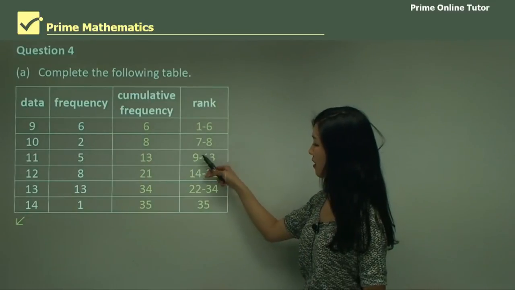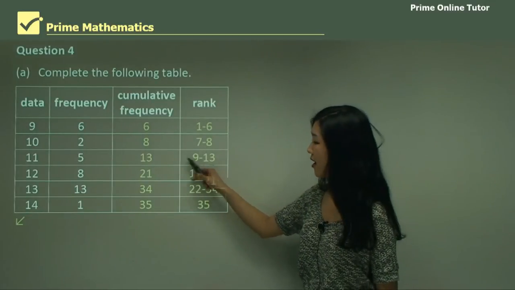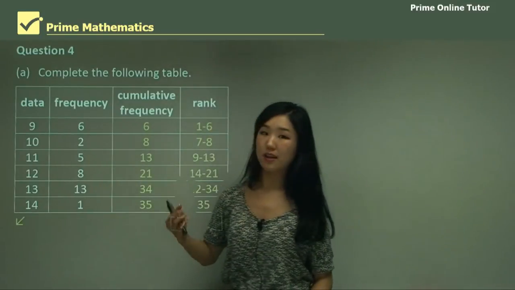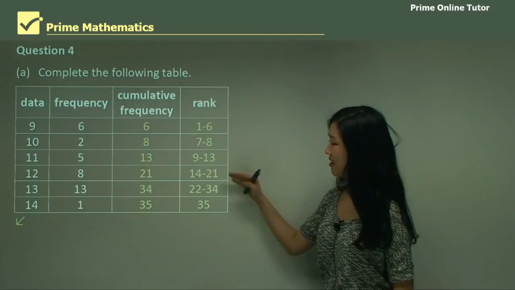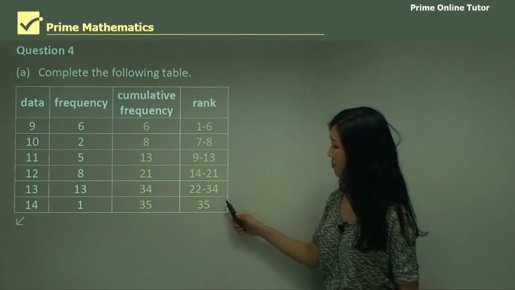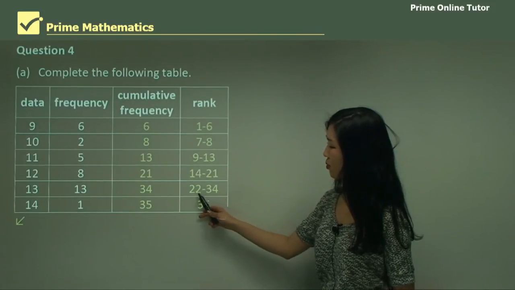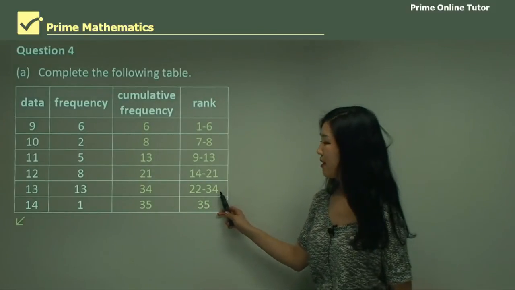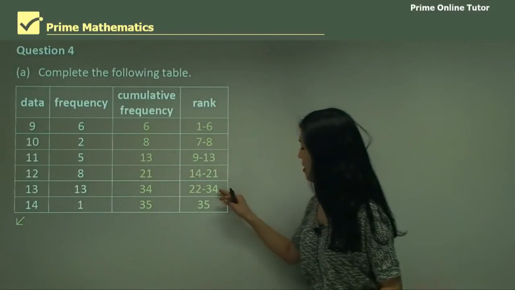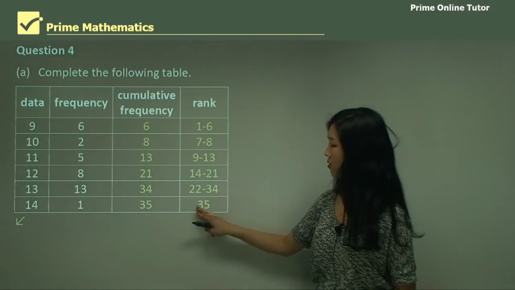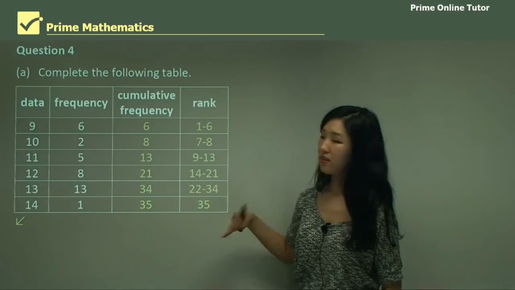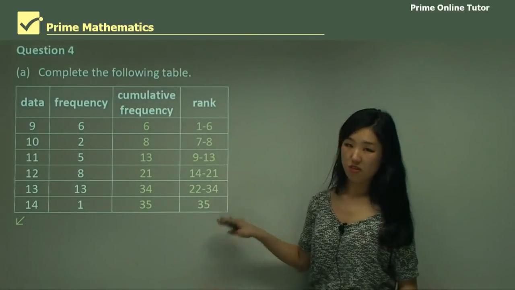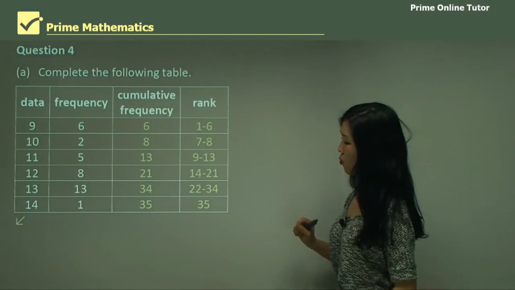Now that's 8, so the next score up would be 9, and 9 up to 13th score will indicate the data of 11, sorry. Okay, so 11, and etc. Can you see how it's working? And with the final one, we've got 22 to 34. 22nd score to the 34th score indicates the data of 13, and the next score up after 34 is 35. But 35 is the last score, isn't it? Because there's 35 scores. So 35, the rank of this one is just 35. Okay, so it's just one score there.